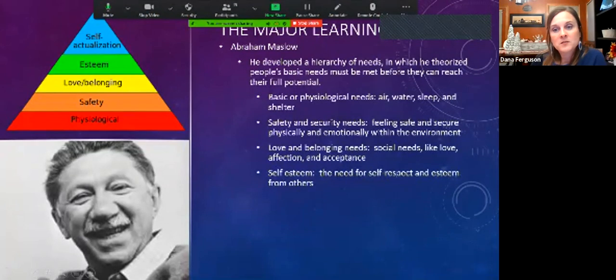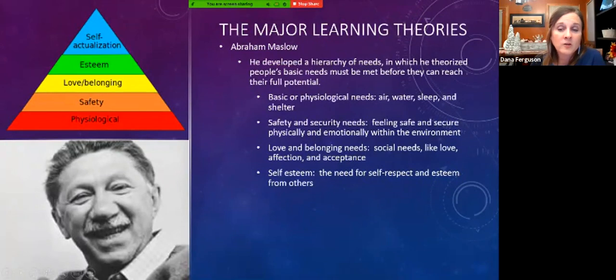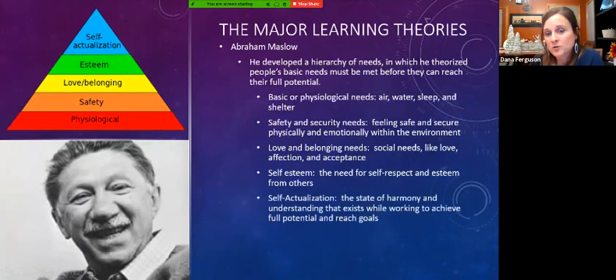And then the self-esteem. So the need for self-respect and esteem from others. And they gain a lot of that through the encouragement that I talked about earlier. And then they're able to reach self-actualization. So this is a state of harmony and understanding that exists while working to achieve full potential and reach our goals. And I think we sometimes expect our children to come in right here, to act perfectly, to act right, to know how to resolve problems, to after a couple times of learning the rules, to follow them and to understand them.